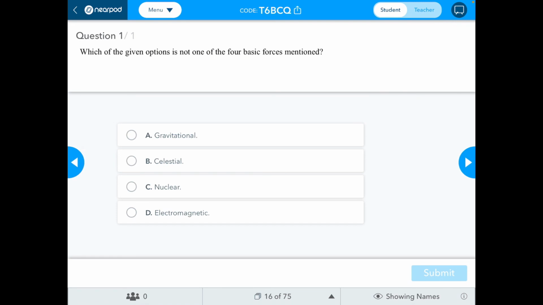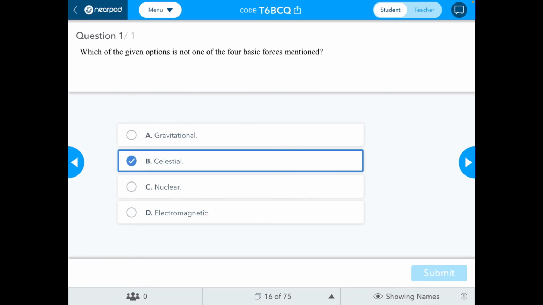So given the options, which one of these is not one of the 4 basic forces? So gravitational, as mentioned, is the most common one we are going to deal with in this class. Celestial, not one of the ones we mentioned, so that's it. Nuclear has both the weak and strong, and electromagnetic, of course, is the one you'll see mostly in AP Physics 2.